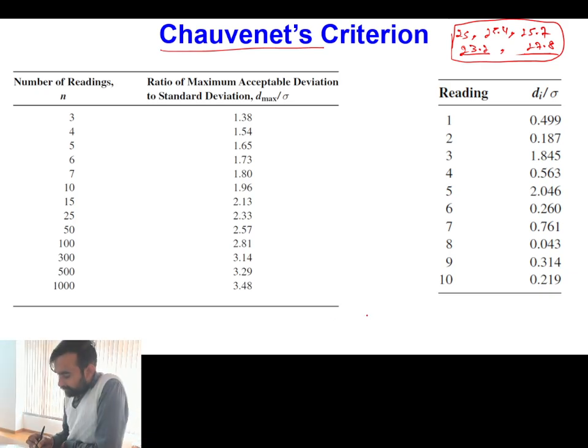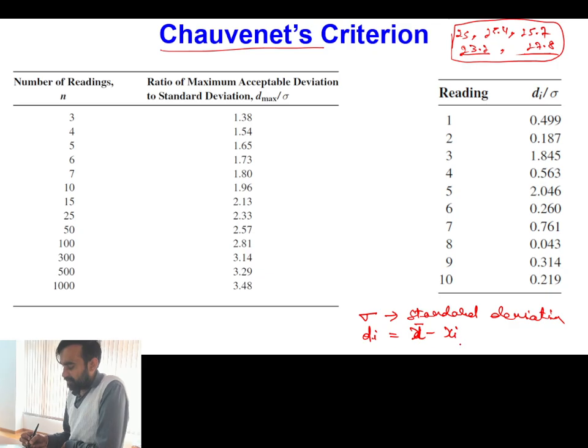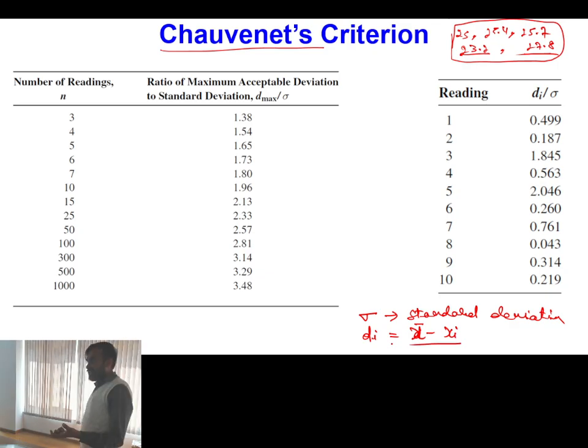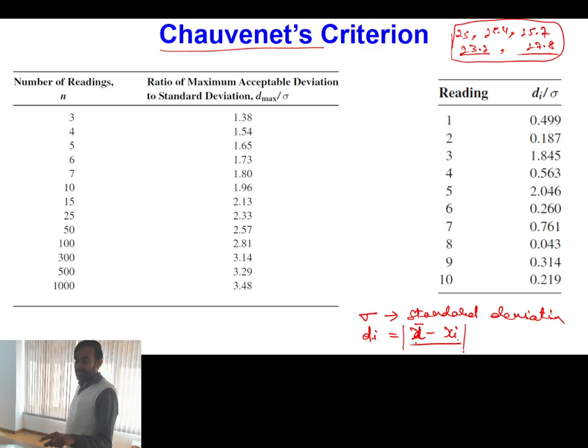It calculates the standard deviation of the readings we have obtained, and it also calculates the deviation of each reading, di, which will be equal to the modulus of x bar minus xi. Is this point clear? Say xi represents any arbitrary reading where i varies from 1 to n, and x bar is the sample mean, then the modulus of mean minus xi will give me the deviation value for each and every reading.